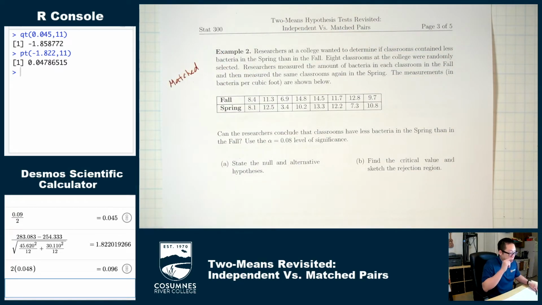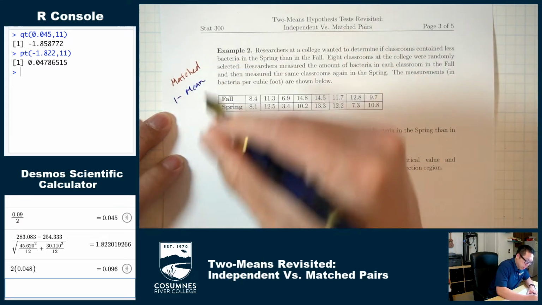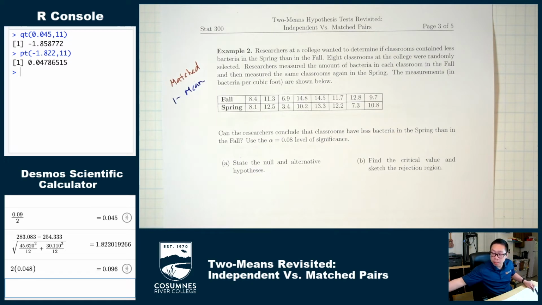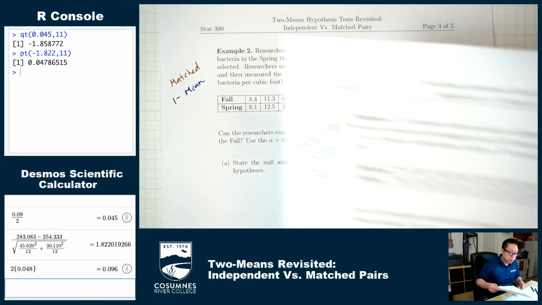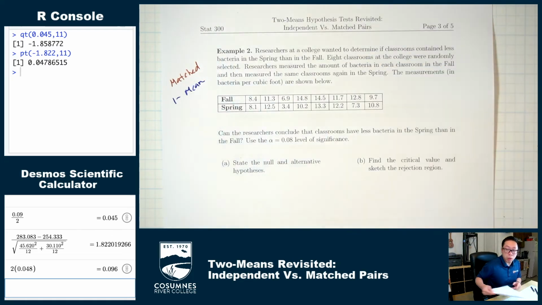And for matched, we're going to run this as a one mean. Okay, which differs from independent. For independent, remember, we ran it as two means. Okay, for matched, we run it as one mean. And then just to remind myself, for means, I should be using t's throughout this problem.